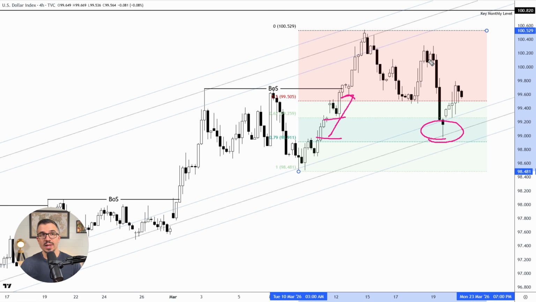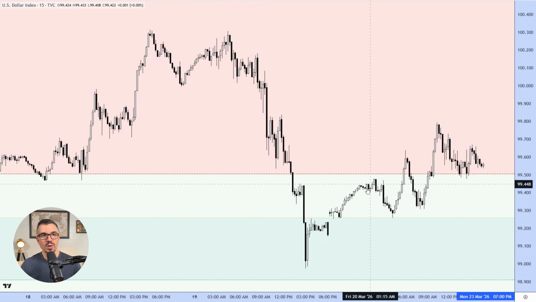Obviously, we had a lot of volatility back here. This was a very aggressive move lower. But following this, once the DXY bottomed, if you look at the 15-minute chart, there really wasn't a whole lot to do here.